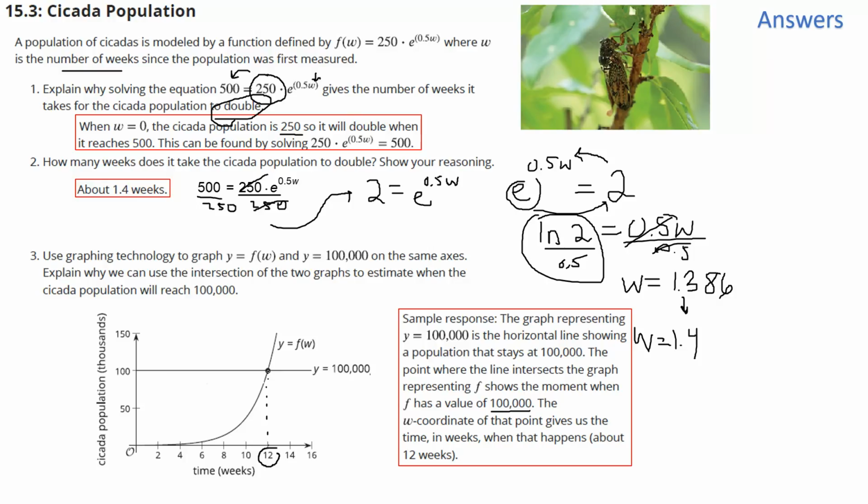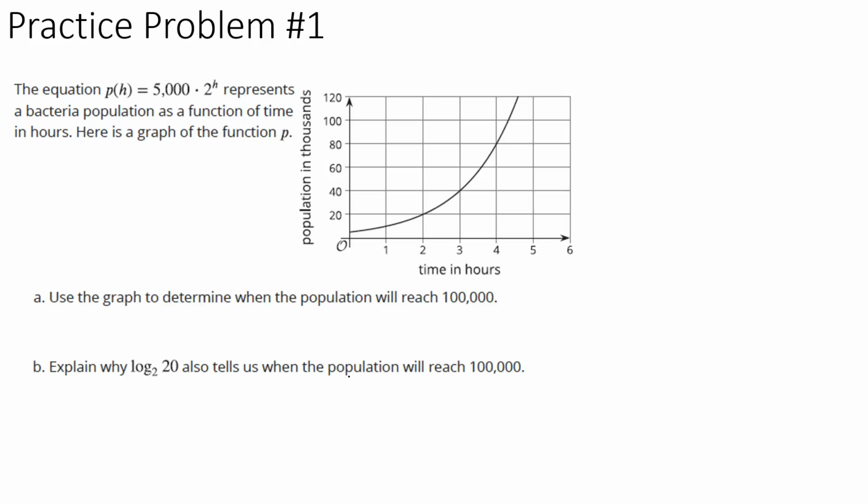Okay? All right. So that's our main activity for today's lesson. Now we're going to do 3 practice problems just so that you can make sure that you fully understand today's objective, which is solving these exponentials with graphs and also by solving them with logs. The first practice problem says the equation P of h is equal to 5,000 times 2 to the power of h represents the bacteria population as a function of time in hours. Here is the graph of the function P. It says, use the graph to determine when the population will reach 100,000. So go ahead and answer the question now.